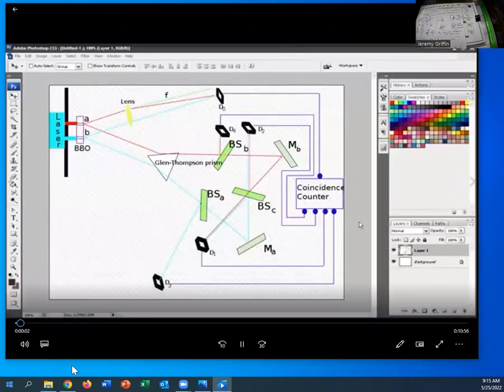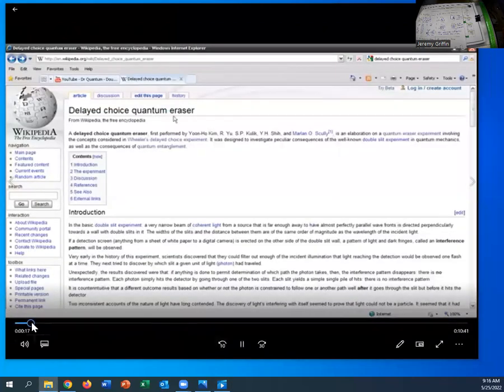All right, you ready to have your minds blown? Oh man, your minds are going to be blown big time. So here's the more proper version of this. If you search on the internet, quantum eraser, delayed choice quantum eraser, I think you can find this. So he's going to give you a more detailed version of this.